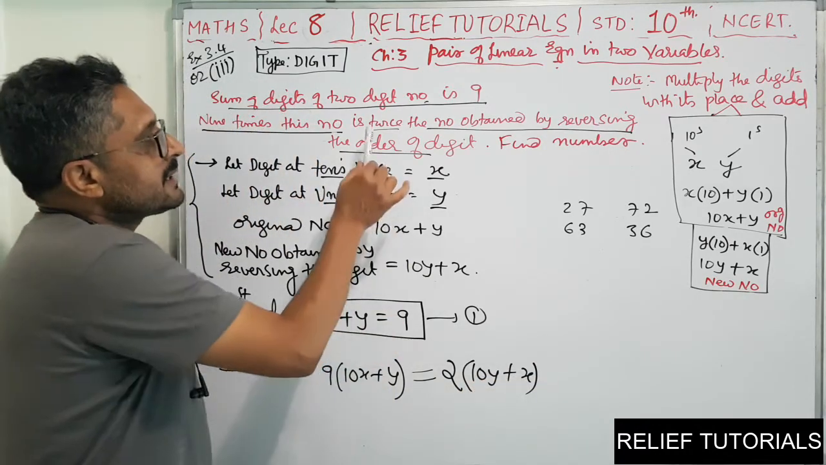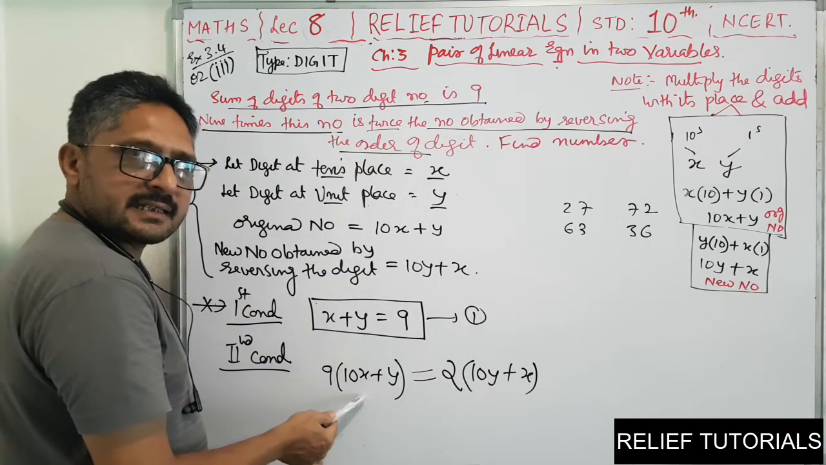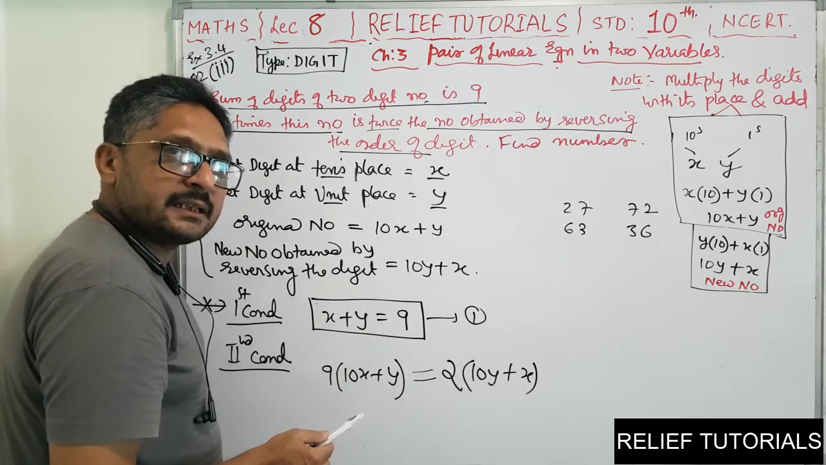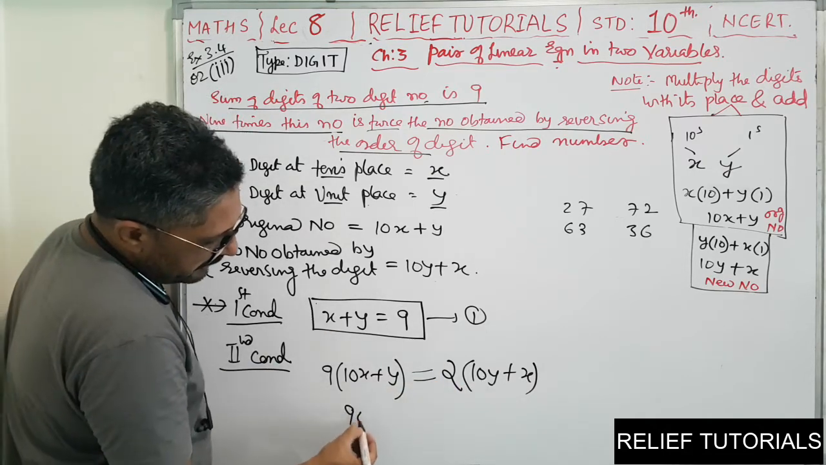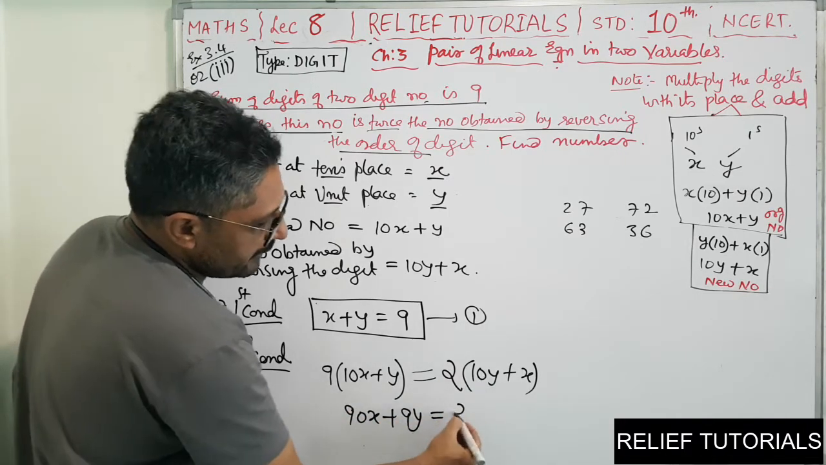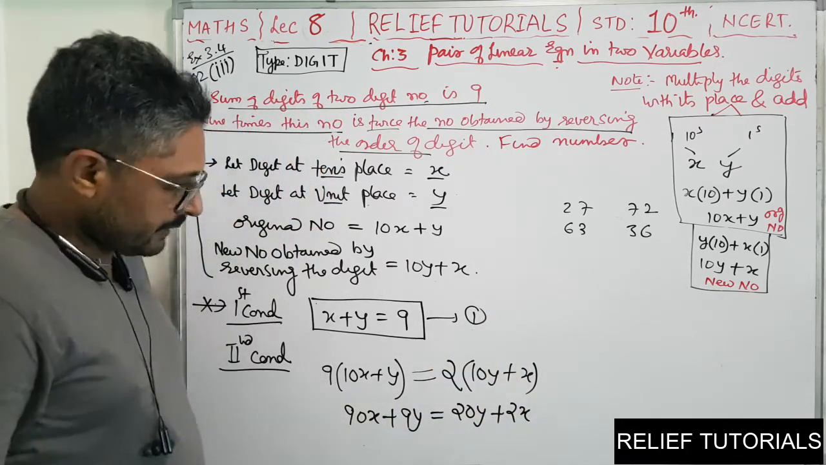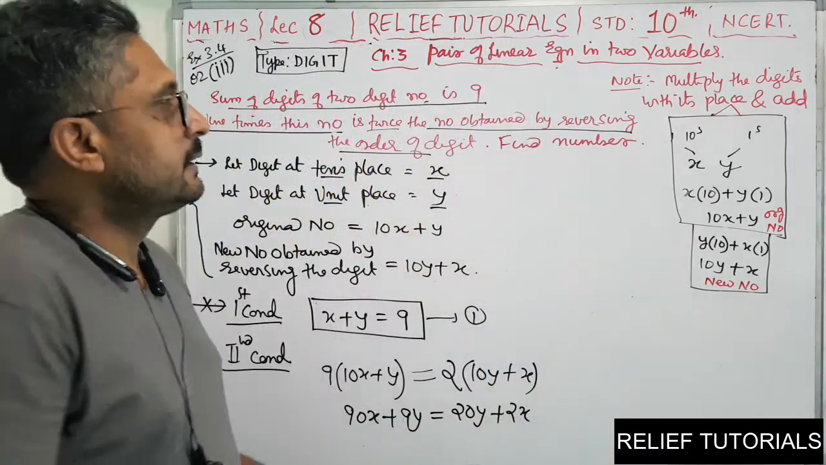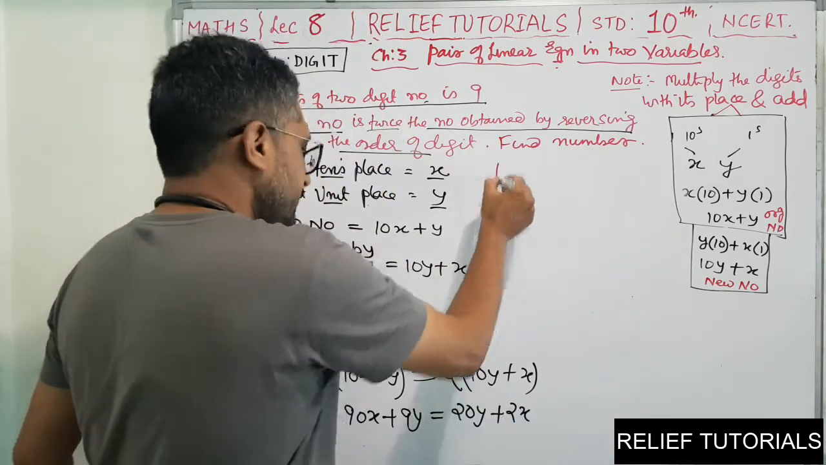See the conditions. I have converted these language parts into symbols. What it says: 9 times this number is twice the number obtained by reversing the order of the digits, that is the new number. Okay, now 9 into 10x, 90x plus 9y is equal to 20y plus 2x. Clear? So this is the note you have to note down in your classwork properly.